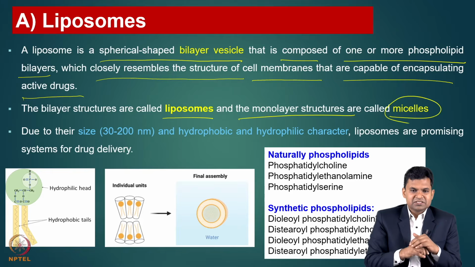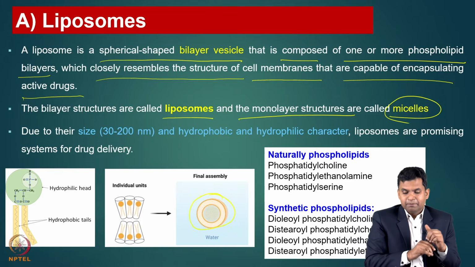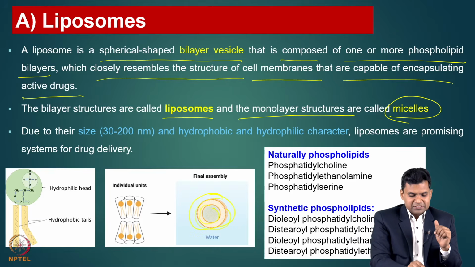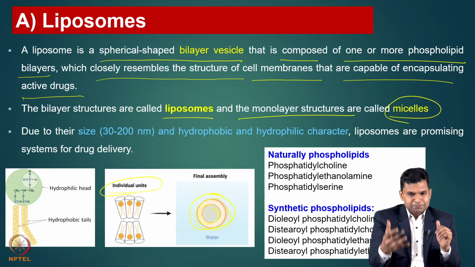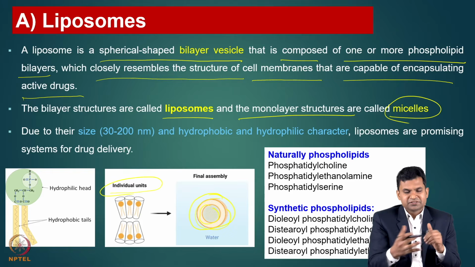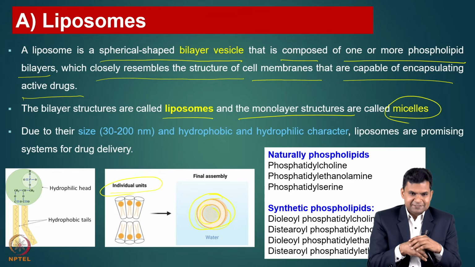Now, in the figure you can see the bilayer structure. It contains two layers. These are the individual lipid units, and when you disperse them in any medium by applying magnetic stirring or some heating, you can convert these lipids into liposomal vesicles.